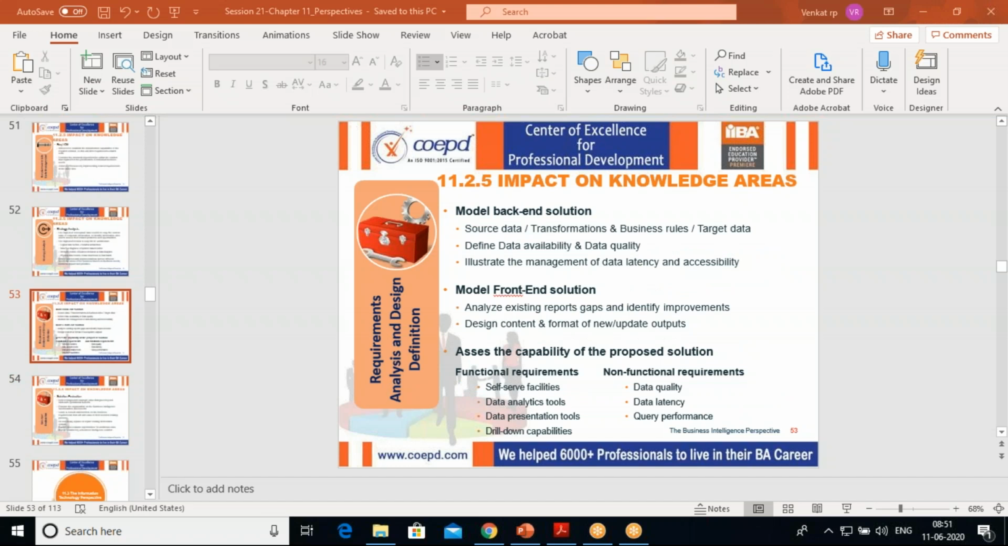Okay, and requirements analysis and design definition. Here, on the front end, we are going to see what reports we are going to generate, what the formats are, and what parameters we will take decisions on. On the backend, we see what data is actually being used and what the source of these business rules is. We are going to understand it here.